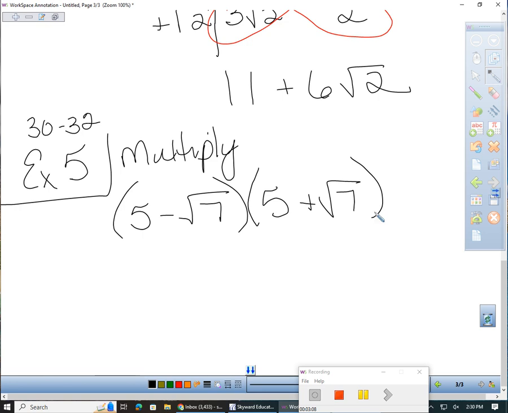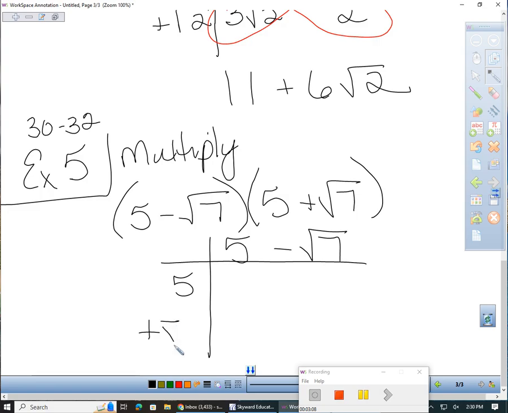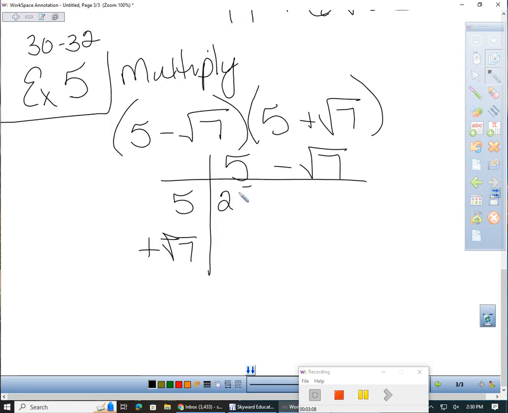We used them when we were working with I. It starts with a C. We call them conjugates. Conjugates. The diagonal should cancel out. That's the idea of a conjugate, right? Let's see what happens. I have 5 minus the square root of 7 times 5 plus the square root of 7. All right, 5 times 5 is 25.